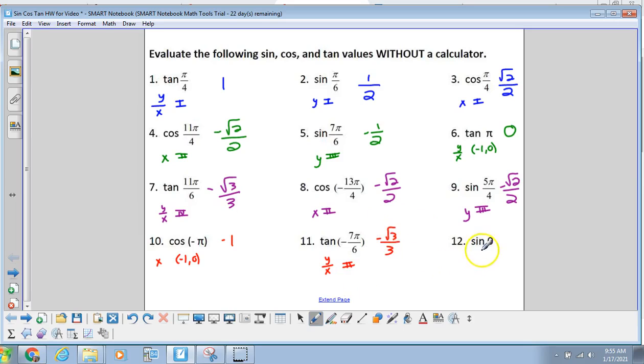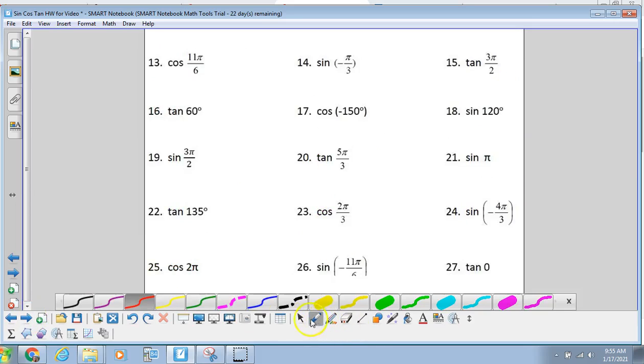Number 12, the sine of 0. Sine is our y-coordinate, and remember that 0 is one of our quadrantal angles. Its coordinates are 1, 0, so the y value there is just 0. Okay, I hope we're doing well so far. Moving on. Number 13, the cosine of 11 pi over 6.